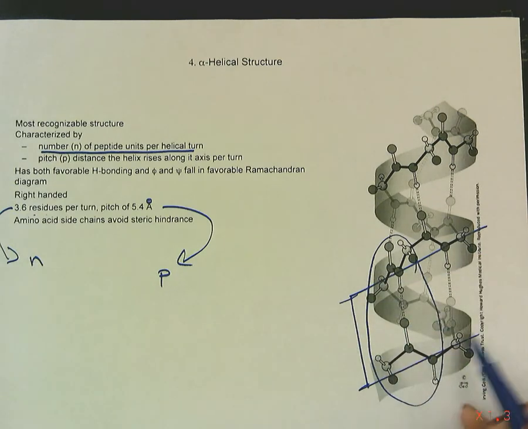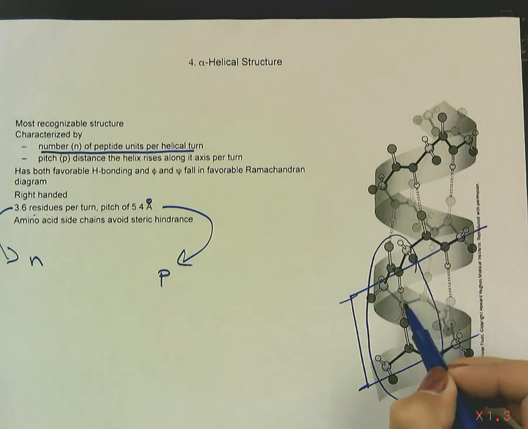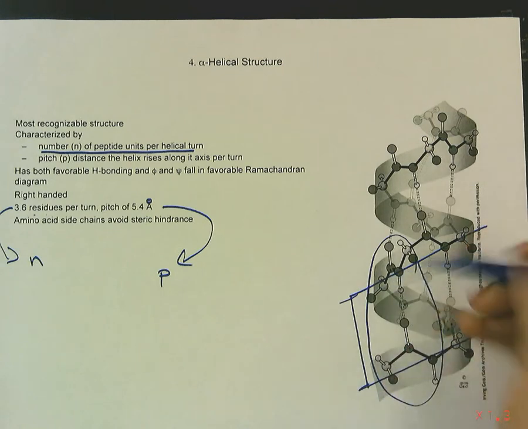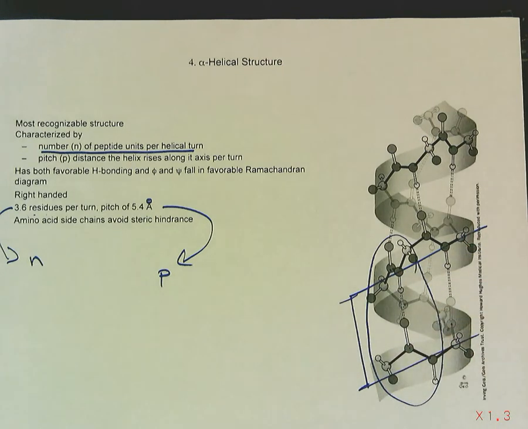There's 1, 2, 3, and almost 4 amino acids before you line up on top of each other, counting alpha carbon to alpha carbon. An alpha helix is also characterized by having favorable hydrogen bonding, and where phi and psi fall in favorable places on that Ramachandran diagram.